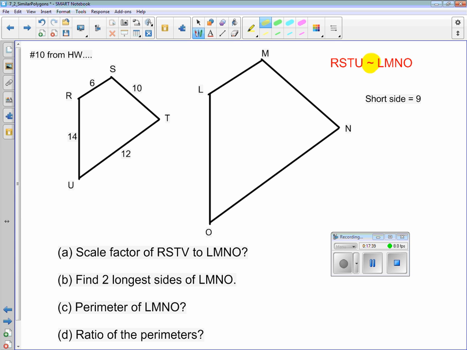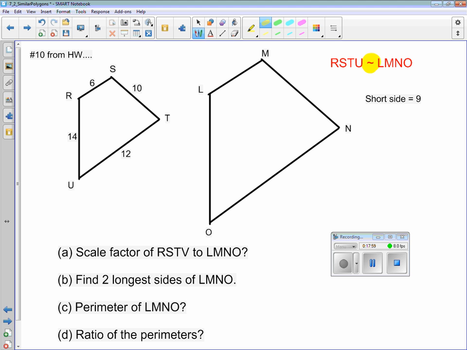It matters here too, okay? So what corresponds to each other, it matters. Now, I'm asking the first question, and this is an important one, because the way that the state of Virginia talks about scale factor is completely, in my mind, backwards, okay? So we're going to talk about it.